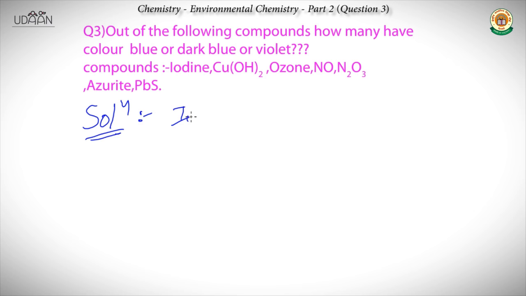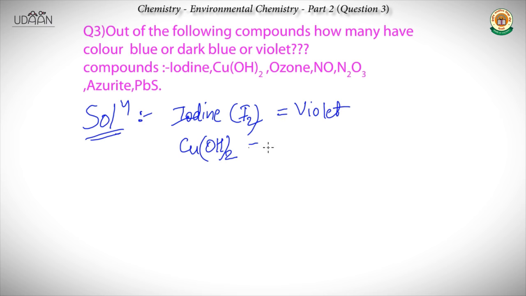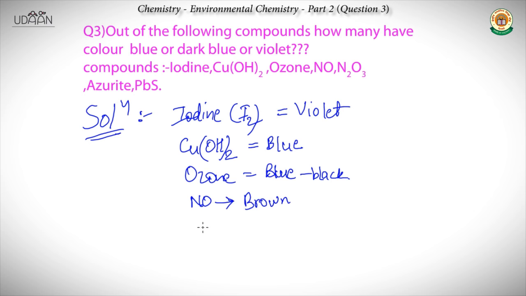Here we know that iodine, I2, which exists in solid state at room temperature, is violet in color. Also Cu(OH)2, which occurs as an aqueous solution, is blue in color. Ozone is blue-black in color. That is, it is blackish blue, so it is very near to violet. NO has brown color. N2O3 again has blue color.